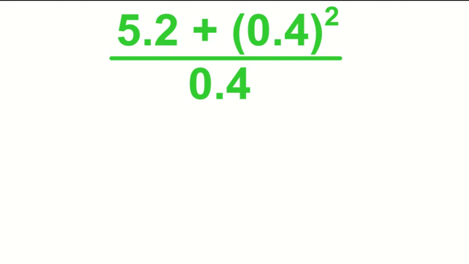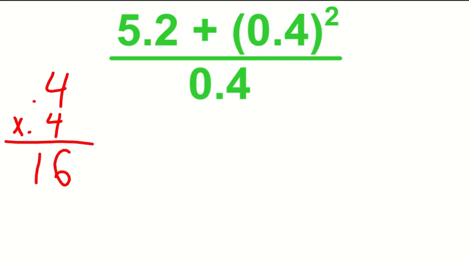We start with the exponents. We would have our 0.4 squared, so that's 0.4 times 0.4. 4 times 4 is 16. Where some of y'all are messing up is that has 2 decimals, so it's 0.16. And then when you add it to the 5.2, you line up your decimals.